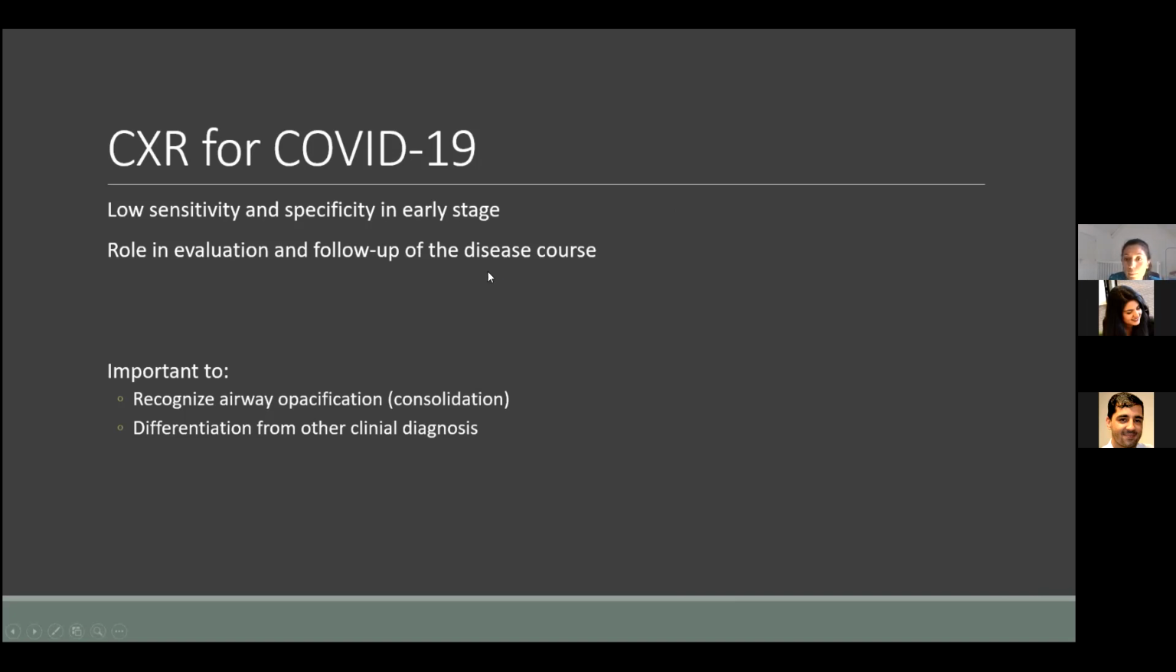And I think the most important thing is to recognize airspace opacifications that are suspicious of pneumonia, firstly, and then to differentiate from other clinical diagnoses with the help of the clinical symptoms. So we will now move onward to the chest X-ray signs of different types of pneumonia to help differentiate between those. And I will close with the important differential diagnosis of diffuse airspace opacifications, which is congestive heart failure, which we see often as well.